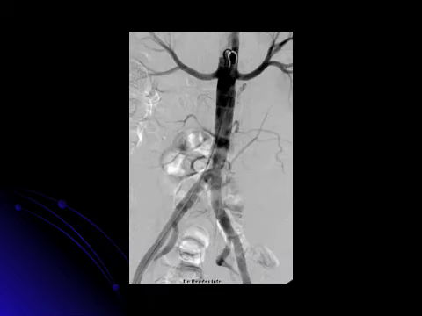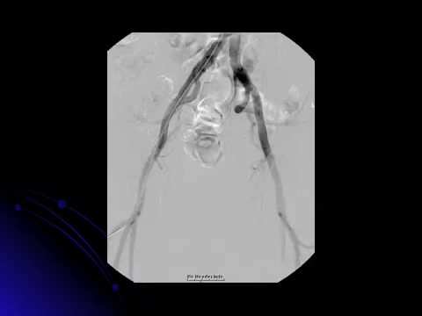Using a right femoral approach, a catheter was placed in the midstream of the aorta and a midstream arteriogram was obtained. There are single renal arteries bilaterally. The infrarenal aorta shows no significant disease. The inferior mesenteric artery is open, and there is no significant common iliac artery disease. The external iliacs show no disease, nor do the common femoral arteries.